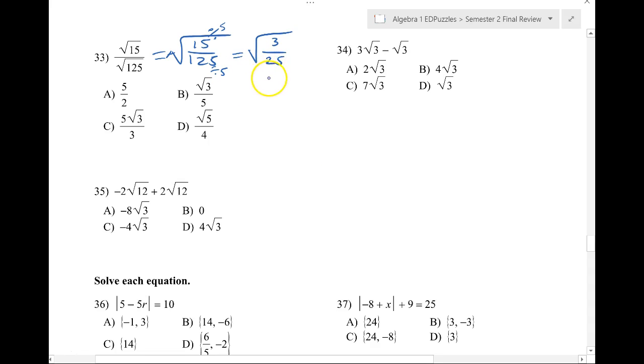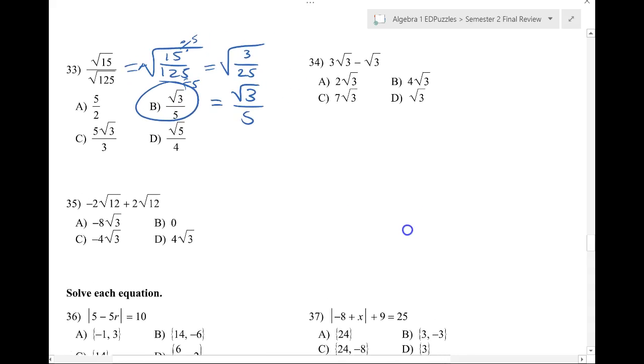Now, when you remember, when you have a fraction inside the square root, you take the square root of the top and square root of the bottom. Okay, so I can't do square root of 3. There's nothing I can do with that. So that stays as is. But I can take the square root of 25, and that's 5. So I know that B is the answer.